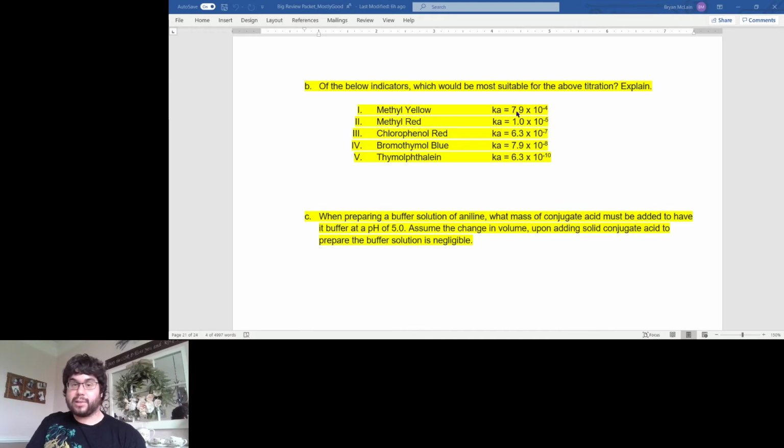So the correct answer is methyl yellow, because if you take this value and then figure out the pKa, there is 3.1. This methyl red would be 5, and then all the rest have numbers which are much larger for pKa. So methyl yellow has the closest to 2.55 at 3.1. It's not the best in the world, but it's close enough, and that's the most suitable of the available indicators.